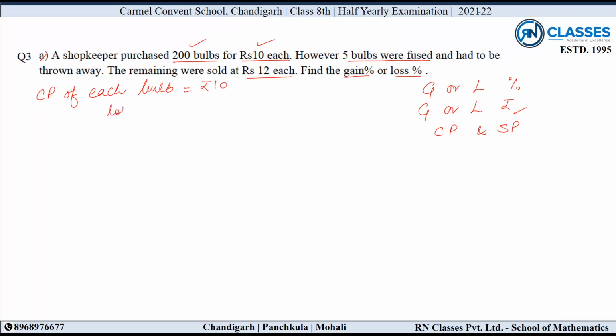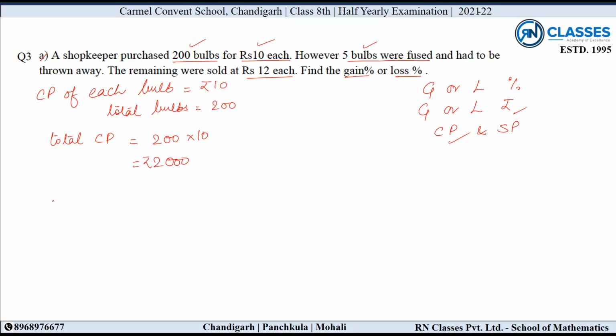Total bulbs is equal to 200. Total cost price, this is what we need. Total cost price is equal to 200 into 10. That would come out to be 2000, right? Of course, rupees mein. Now we need the selling price. Cost price तो आ गयी, we just need the selling price.